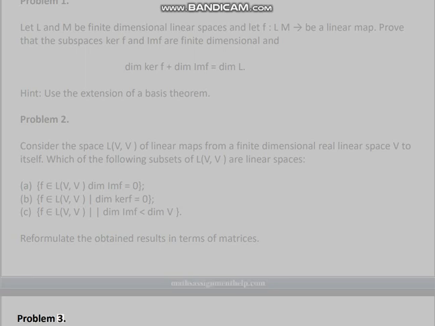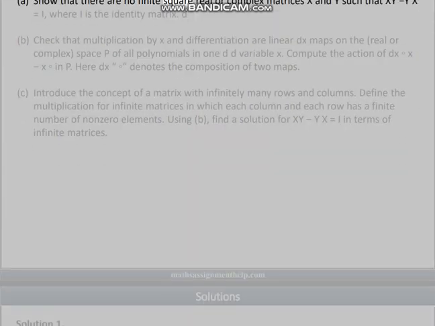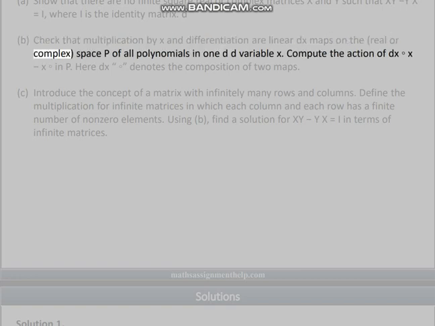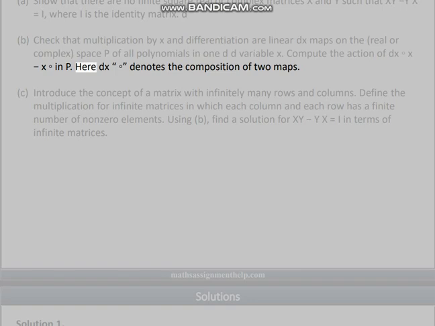Problem 3. A. Show that there are no finite square real or complex matrices X and Y such that XY - YX equals I, where I is the identity matrix. B. Check that multiplication by x and differentiation d/dx are linear maps on the real or complex space P of all polynomials in one variable x. Compute the action of d/dx·x - x·d/dx in P. Here d/dx·x denotes the composition of two maps.